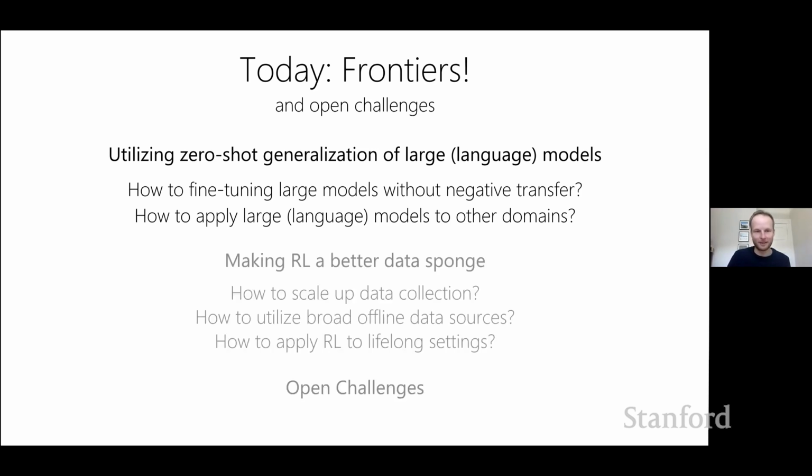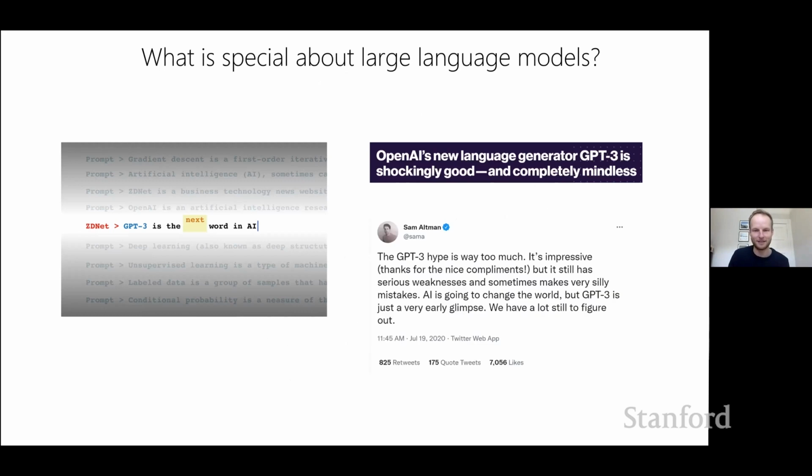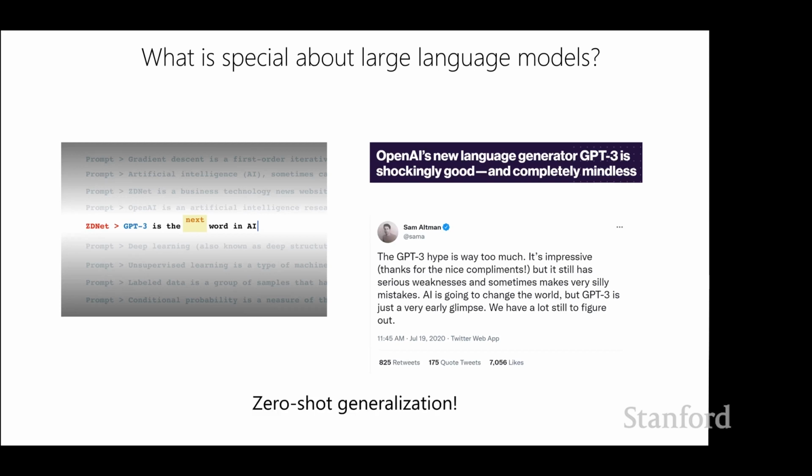All right, so let's start with utilizing zero-shot generalization of large language models. So just a few words of introduction. Well, what is special about large language models? There's a lot of hype around them, and maybe the hype is a little bit too much. But the one thing that is extremely exciting about them is their ability to perform zero-shot generalization. And Colin in his lecture talked a little bit about how they could be viewed as models that do implicit meta learning, but their zero-shot generalization is something that we really haven't seen at that scale, and that makes them extremely exciting and extremely useful for other domains as well.